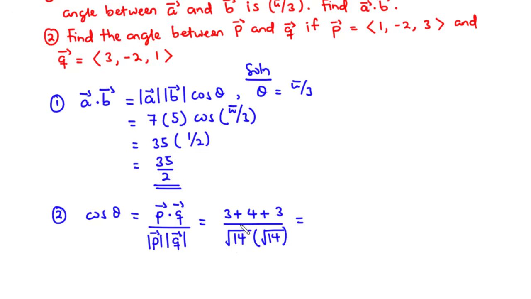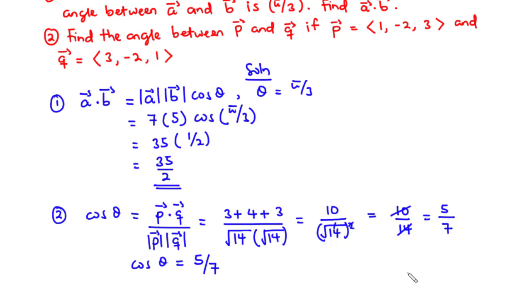Now let's simplify. 3 plus 3 is 6, plus 4 is 10. So we have 10 divided by square root of 14 times square root of 14. That is equal to the square root of 14 all squared. The square cancels the square root. We are left with 10 divided by 14. Now 2 goes into 10 5 times, and 2 goes into 14 7 times. Therefore, cos theta equals 5 over 7.